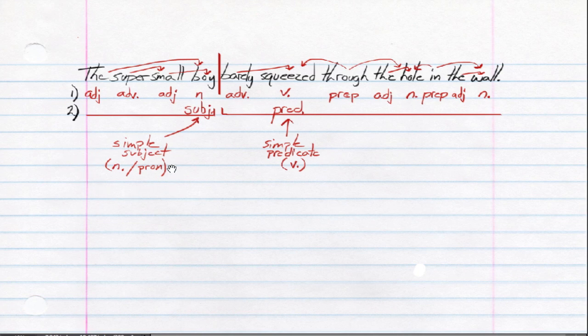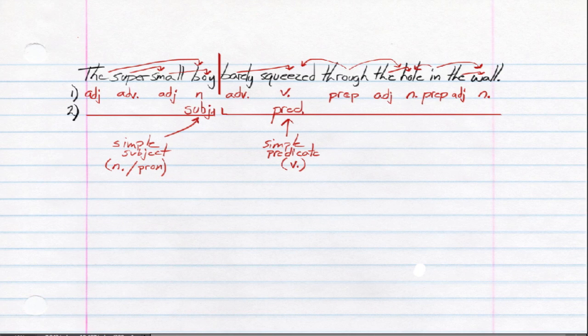A little trick of the trade is your simple subject is always going to be a noun or a pronoun, and your simple predicate's even easier. It can only be a verb. You'll notice I put the abbreviation for these parts of sentence underneath the word that is the simple of each side.